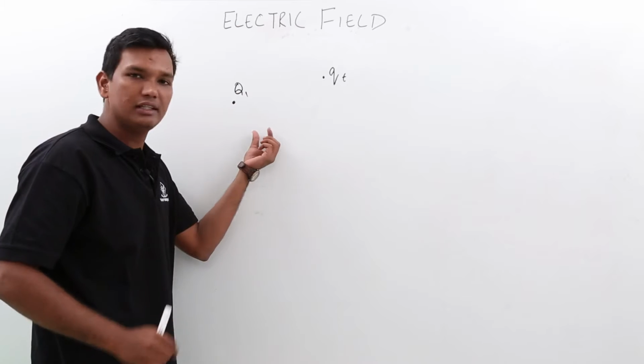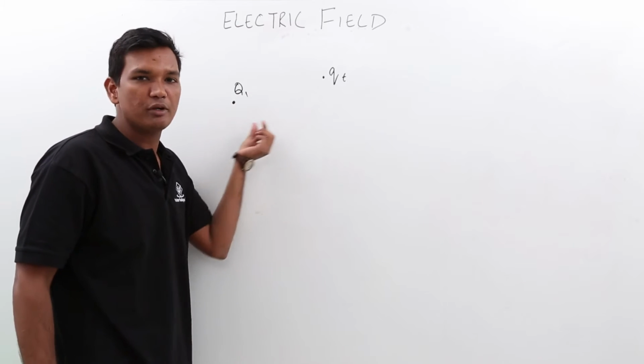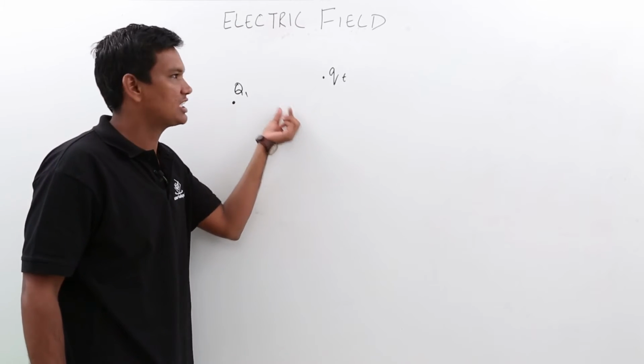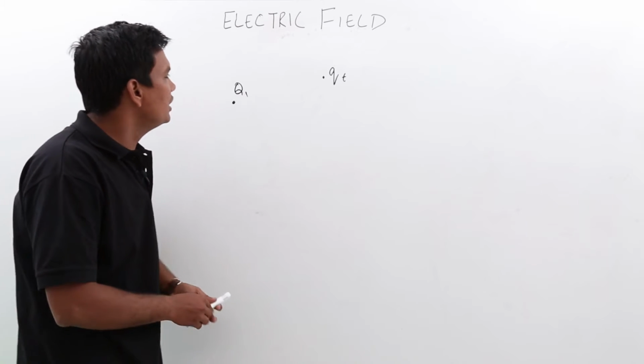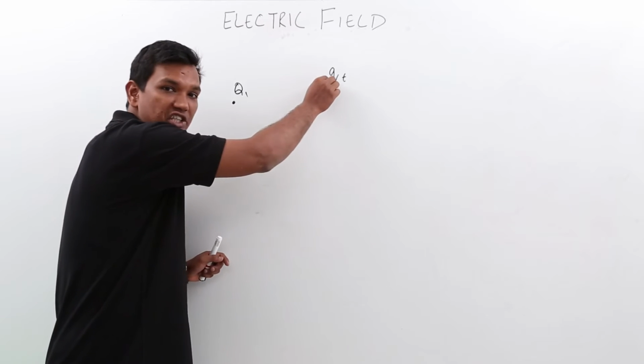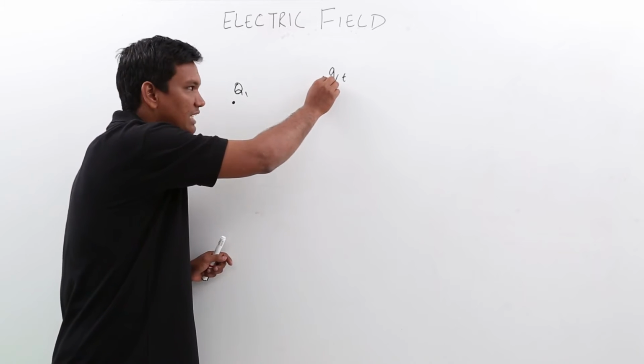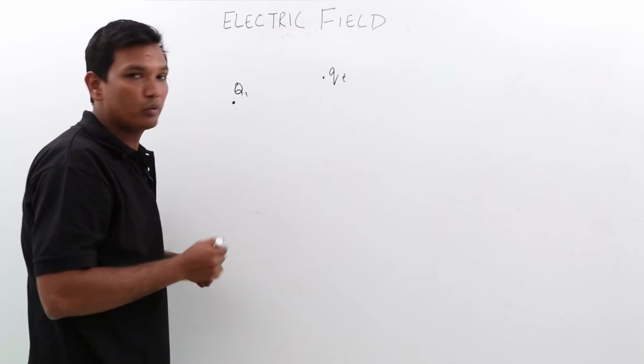As you've already seen, between the two charges, there will be a force of attraction or repulsion as per Coulomb's law. Now, if I move the charge Qt, which is nothing but a test charge, it will experience that force. So, what would be that force?